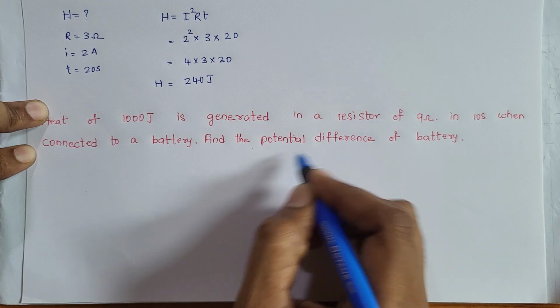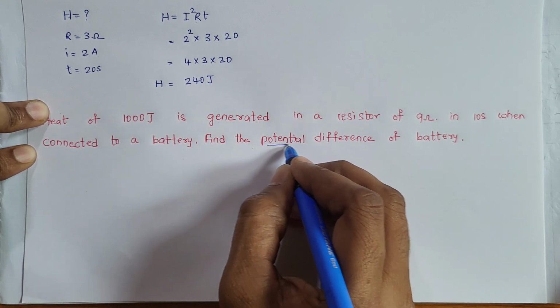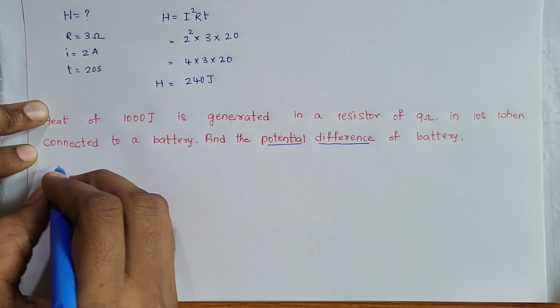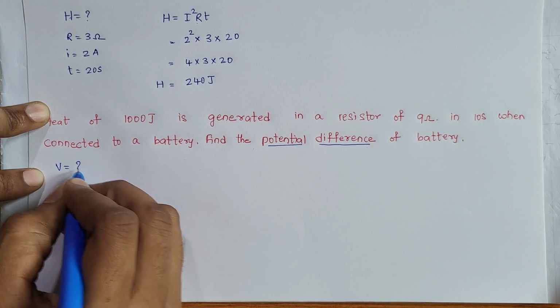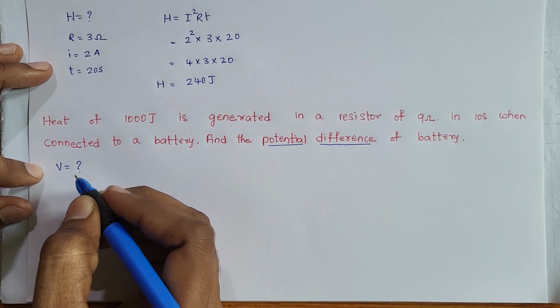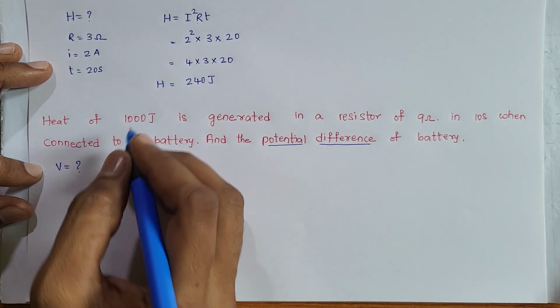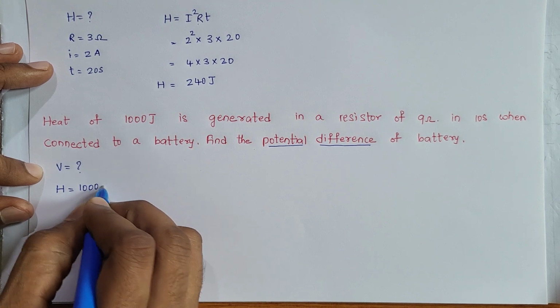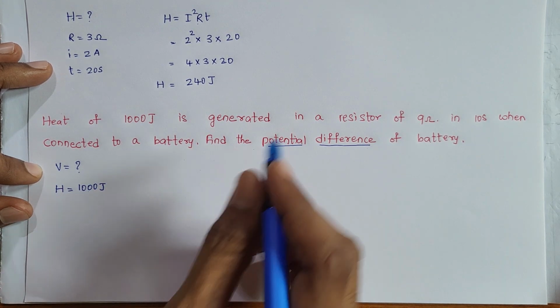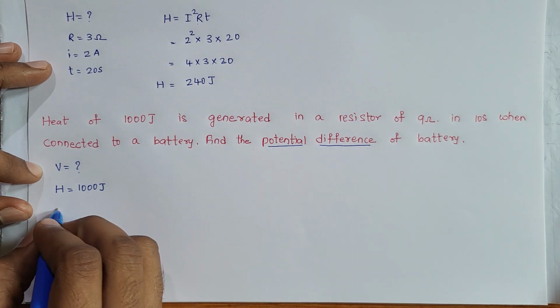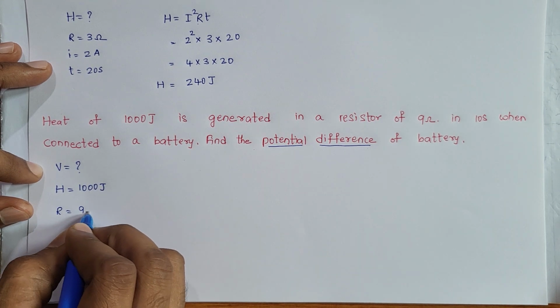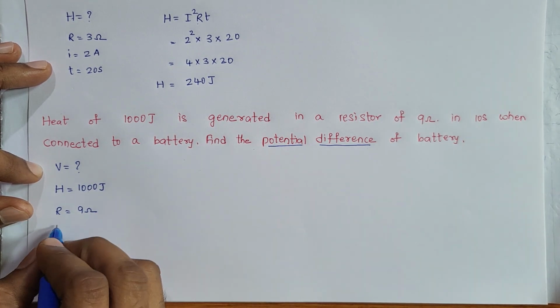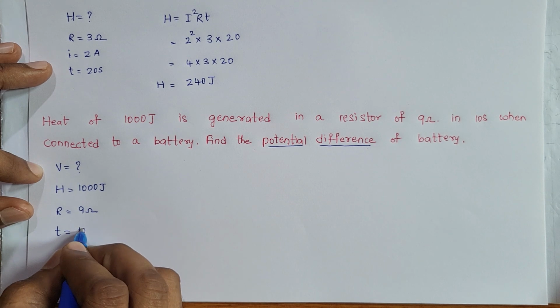Find the potential difference. V is equal to question mark. What all they have given, let us see now. Heat of 1000 joules is generated, means H is equal to 1000 joules, in a resistor of 9 ohm, resistance R is equal to 9 ohm, in 10 seconds. Time t is equal to 10 seconds.